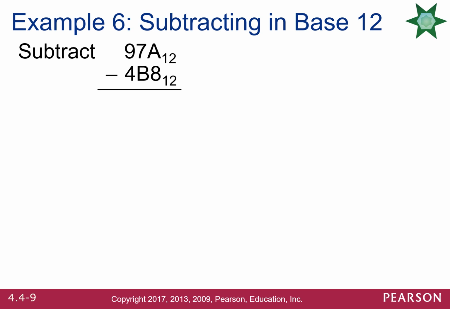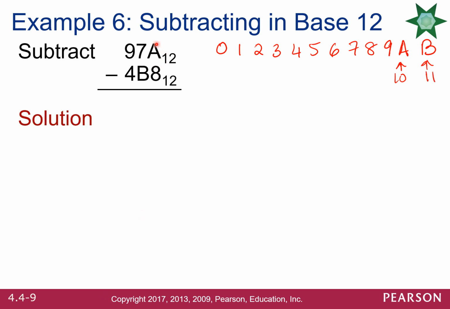Let's perform this subtraction in base 12: 97A base 12 minus 4B8 base 12. How do we go about this? First, I'm going to list the numerals of base 12. We start from 0, then 1, 2, 3, 4, 5, 6, 7, 8, 9, and then we have A and B. A is for the 10 and B is for 11, correct? Now let's see how to perform it. So A is a 10, keep that in mind.